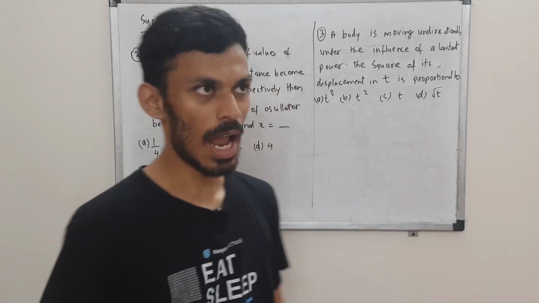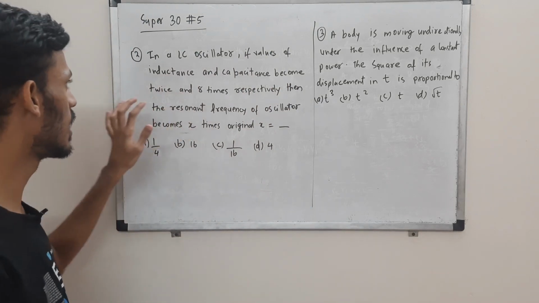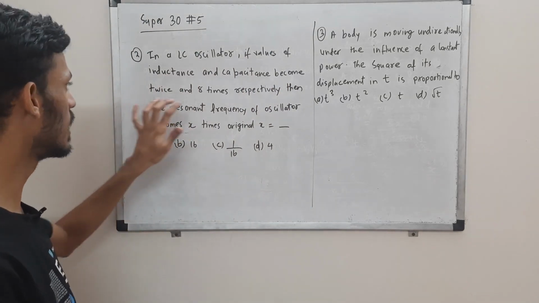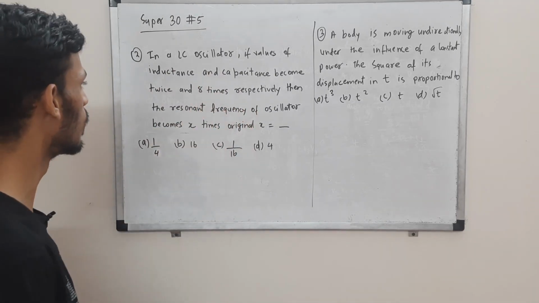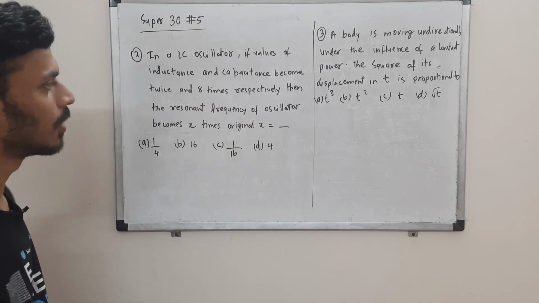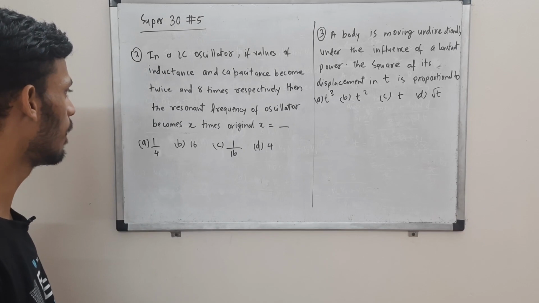Let's come to questions 2 and 3 now. In question 2, we have an LC circuit. The values of inductance and capacitance in this circuit will become twice and 8 times respectively. So L becomes 2 times L, C becomes 8 times C. You are supposed to tell what will happen to the resonant frequency, by what multiple it will change. It becomes X times.